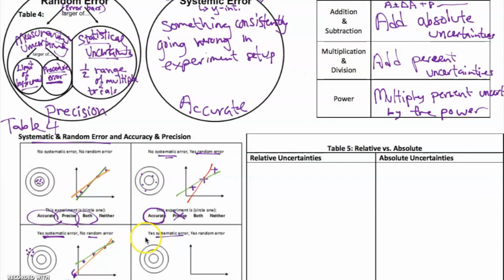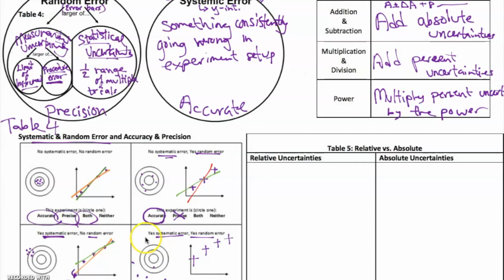Then if we have both systematic error and random error, that's when our data points here are really spread out. You probably don't want to play darts with this person. I'd be worried about getting hurt. And we're going to have pretty large error bars. Again, these are really exaggerated to be quite large.